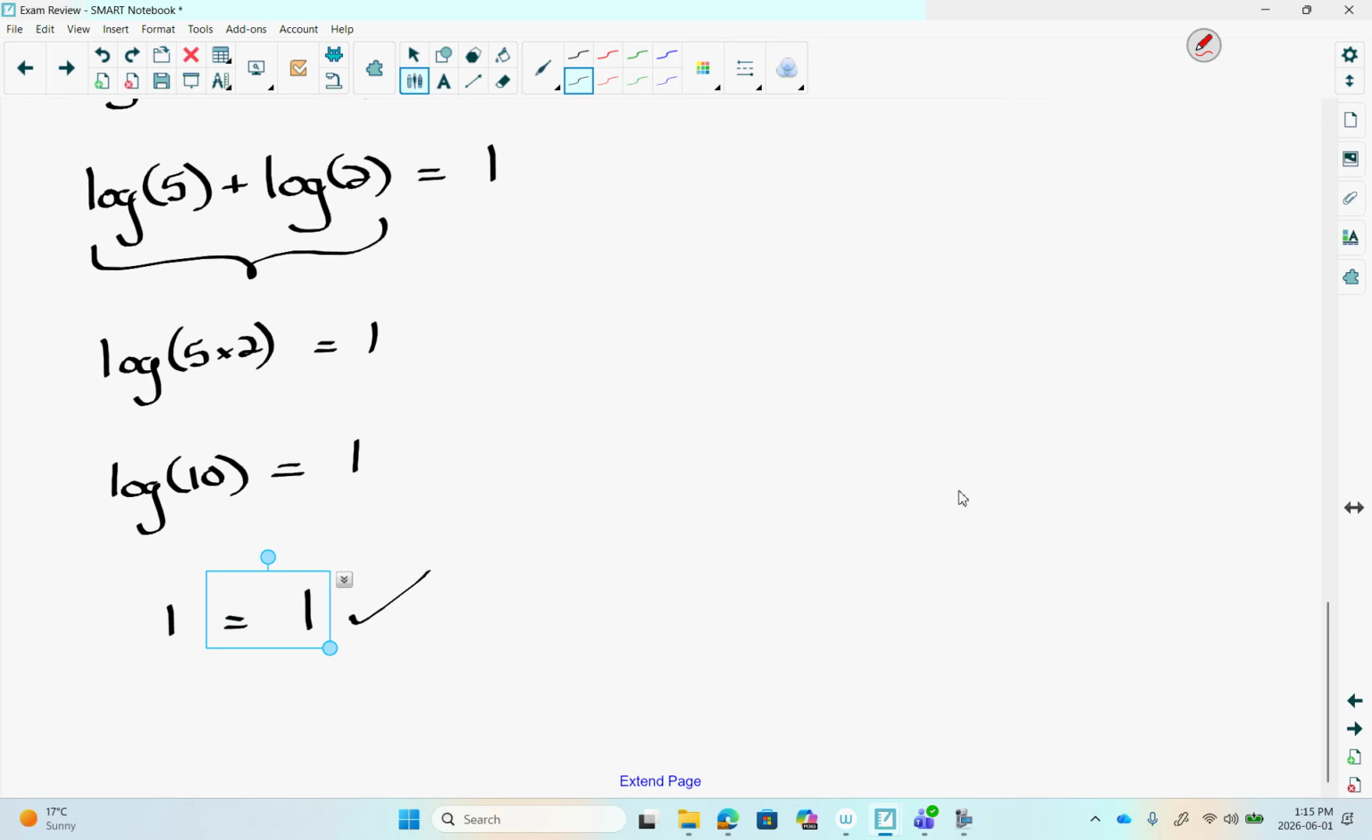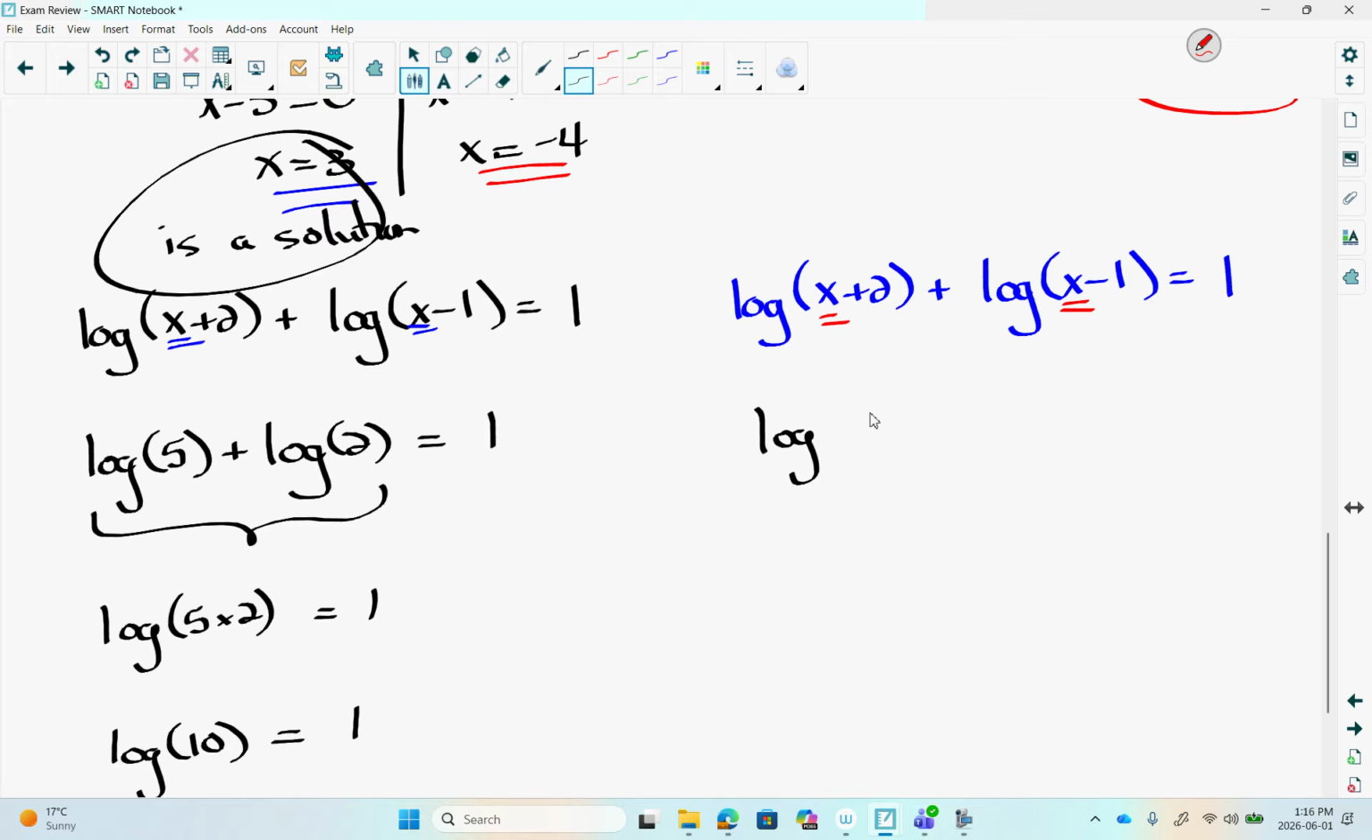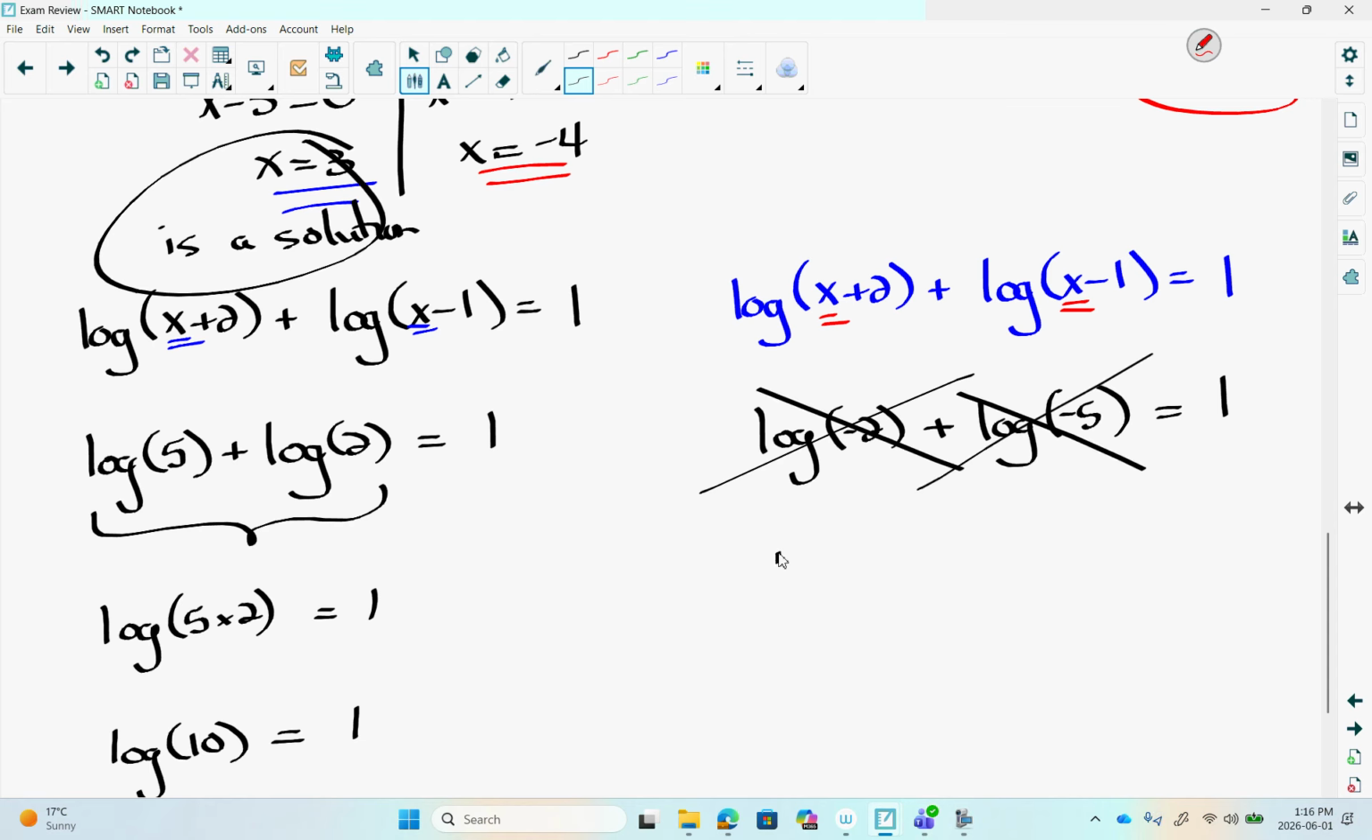What does that mean? X equals 3 is what? Is a solution. What if I pull the -4 in here? What does this work out to be? What's -4 plus 2? And what's -4 minus 1? And we know right away that this is what? A domain error.